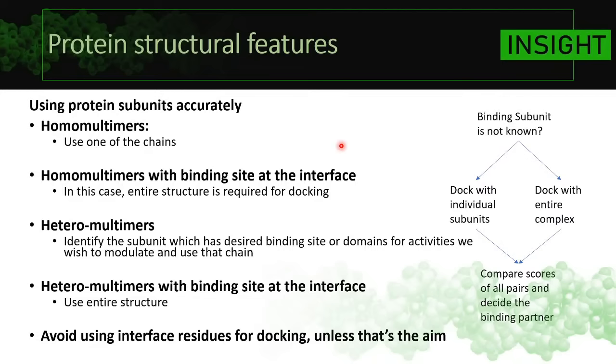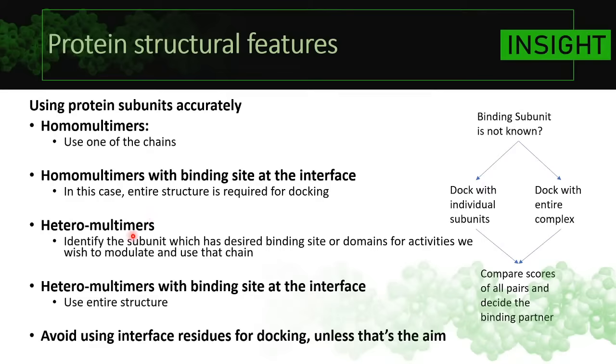Now, how do you handle such cases? If you have a protein which is a homomultimer, in most common cases the binding site is going to be on just one of the chains. So you can separate the chains from each other and take one of the chains into account for your processing and docking. There can be a possibility that you don't know the binding site, and the binding site may be present at the interface of those two monomers. In such cases, if you don't know the binding site, there are certain things that we can do, I'll tell you.